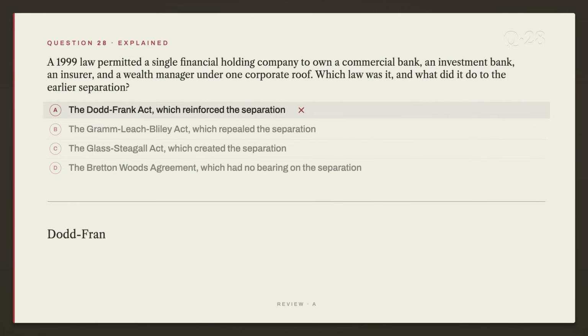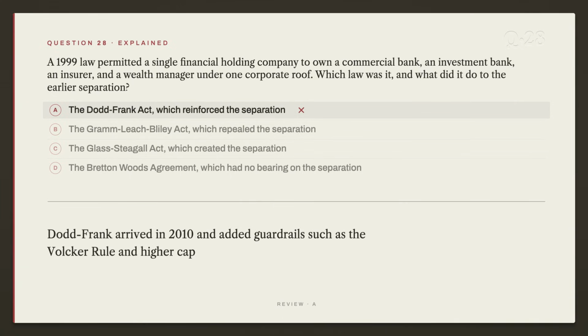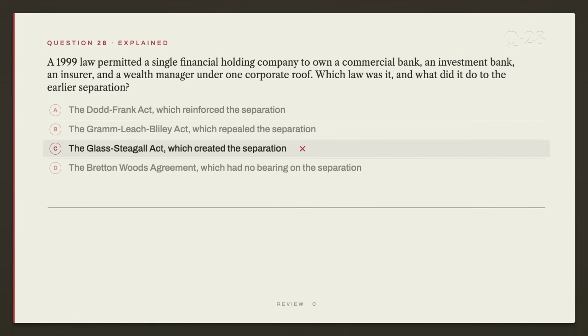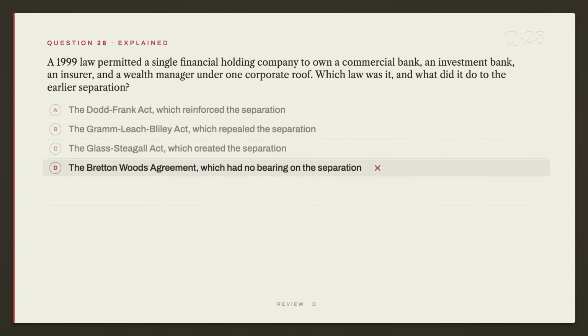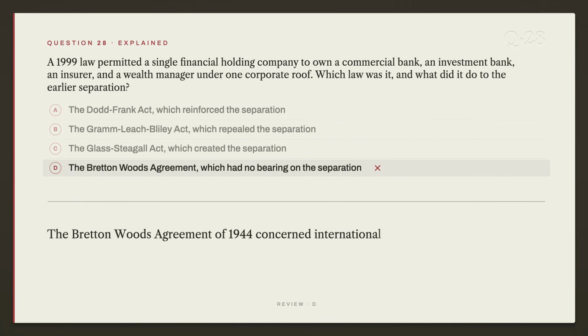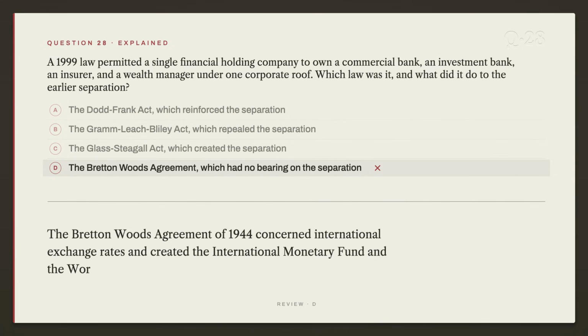A is wrong because Dodd-Frank arrived in 2010 and added guardrails such as the Volcker Rule and higher capital requirements. It never reinstated the full separation and is a decade too late for this scenario. C is wrong because Glass-Steagall is the 1933 law that created the separation in the first place. Naming it here reverses the direction of the change. D is wrong because the Bretton Woods Agreement of 1944 concerned international exchange rates and created the International Monetary Fund and the World Bank. It has no connection to U.S. sector separation.